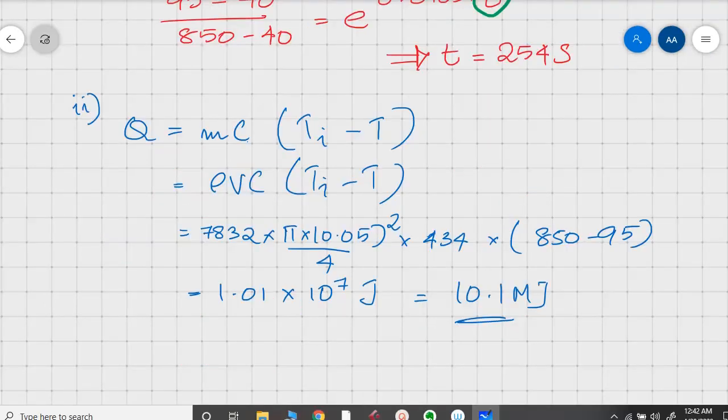The second part of the question asks you to find out what is the quantity of heat that needs to be removed from one steel rod. So that is estimated as m c delta T. m is expressed as density times volume, and hence substituting the values from the given quantities, you can find that the quantity of heat that needs to be removed is 10 megajoules.